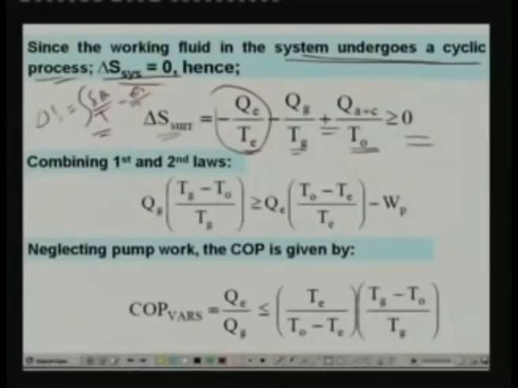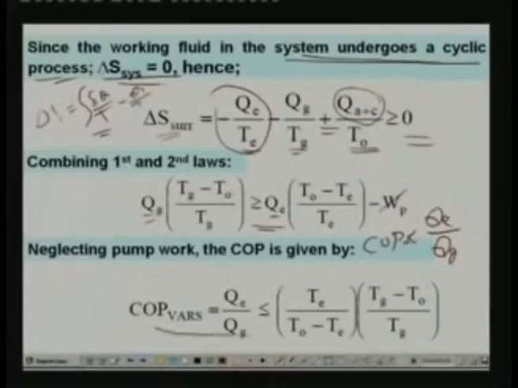Now you combine the first and second laws, so you get this expression. This expression relates the QG and QE. What we are doing is eliminating QA plus C by using the first law. So that is eliminated, and then you end up with this expression. Now if you are neglecting pump work, and if you define COP as we have seen, COP is equal to QE divided by QG, you will find that from this expression, the COP of a vapor absorption refrigeration system is given by this expression.